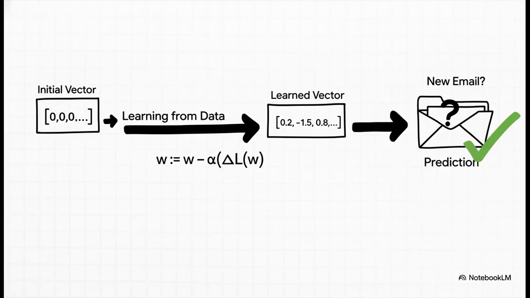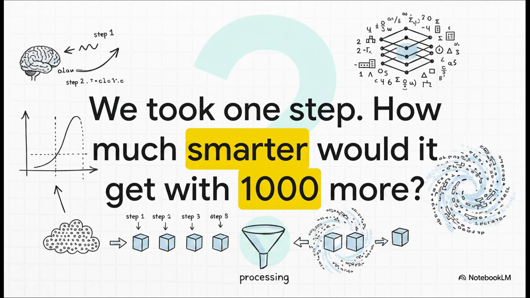We started with a model that knew absolutely nothing, just a string of zeros. We showed it a little bit of data, we applied one learning formula one time, and it actually developed an understanding of what patterns might mean spam. And then it used that brand new knowledge to correctly classify an email it had never, ever seen before. Now we did all of that with just one single update. In the real world, this process happens thousands, millions, even billions of times on huge amounts of data.